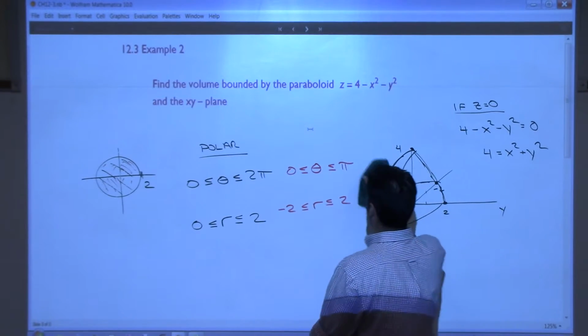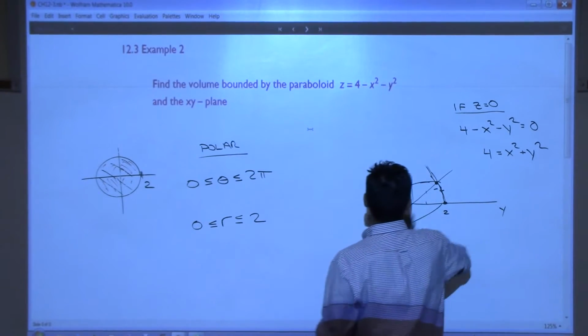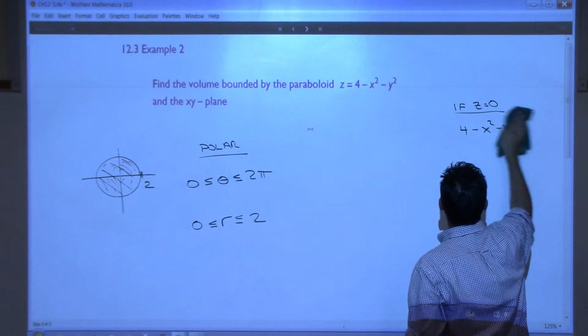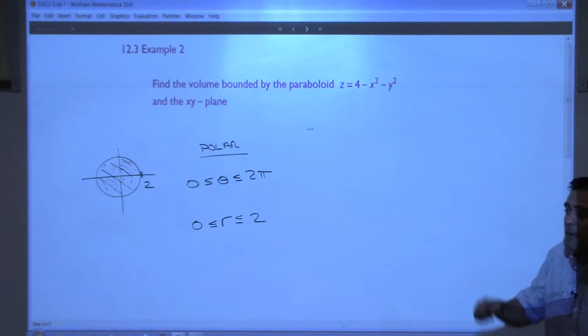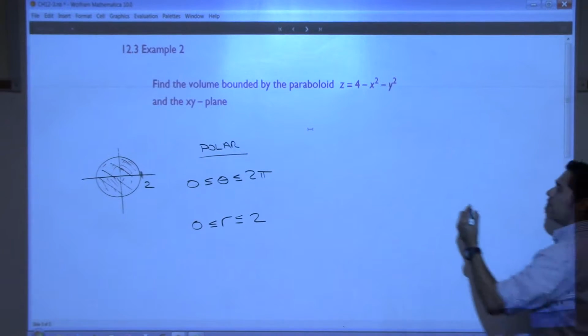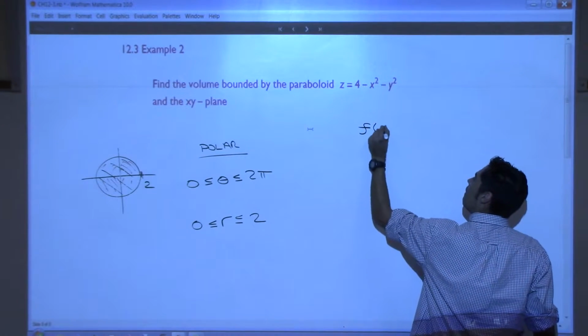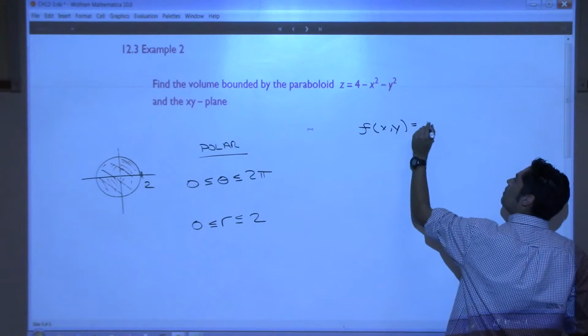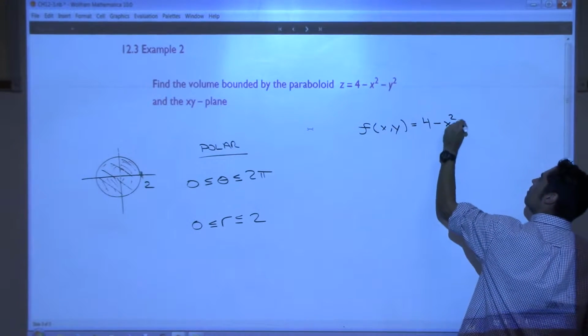All right, we've got our region. Okay, so the next thing we need is to define our function of x and y converted over to polar. So what is f of x, y here? It's 4 minus x squared minus y squared, right?